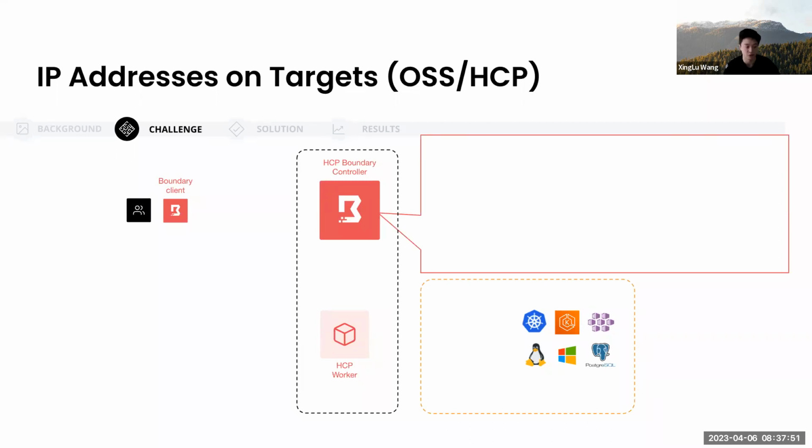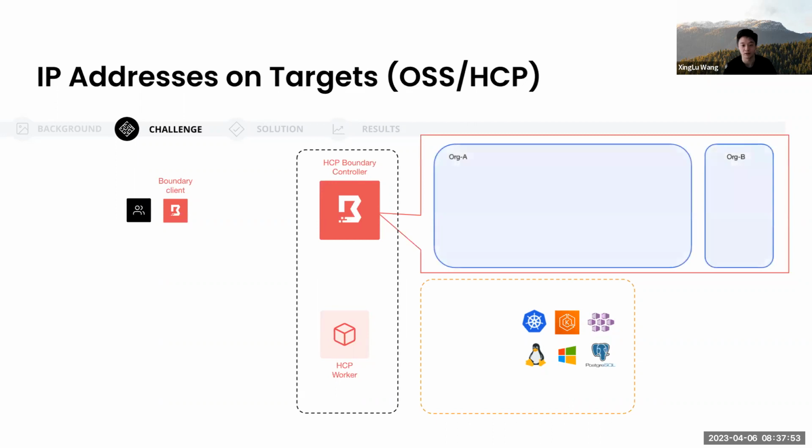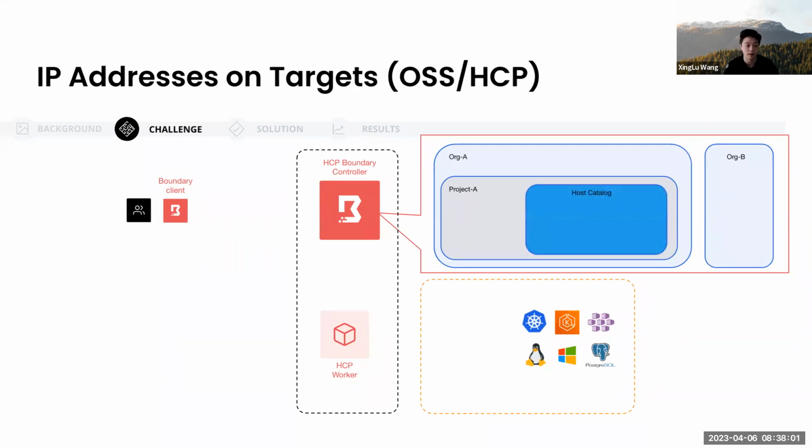So first, as you have your control plane up and running, you need to create your organization, and then you need to create your project so that you can have targets and hosts. With that, you need to have a host catalog, and then you have a host set, and then you need to have your specific host, which is your IP address. And then you would create a target, and then you would link that host set to the target.